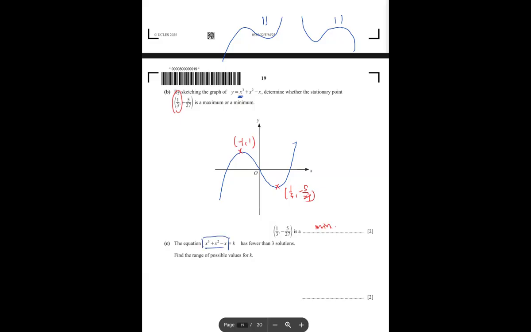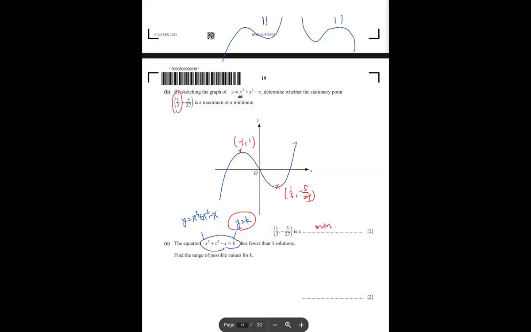The equation has fewer than 3 solutions. So this equation, I can actually break it up into 2 simultaneous equations, by the way. So this one I can break up into y equals x cubed plus x squared minus x, and y equals k. So the solution to this equation is actually the solution to this pair of simultaneous equations. Okay, graphically, what it means is the solution is the point of intersection between this curve and this line. I repeat, graphically, the solution is the point of intersection between this curve and this line.